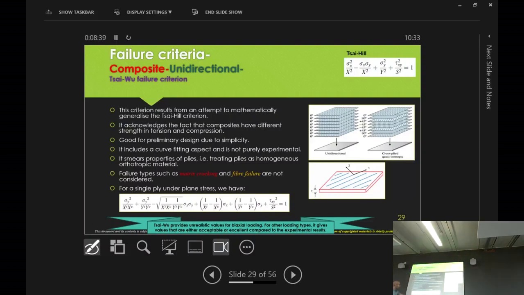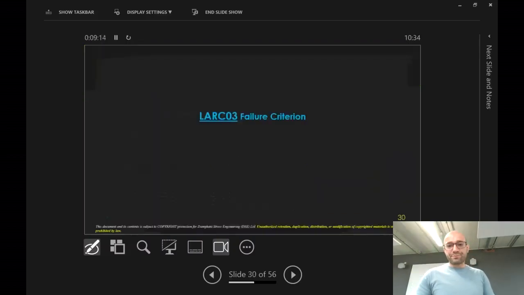The Tsai-Wu provides unrealistic values for biaxial loading. So if you've got loading in the x direction and in the y direction, you need to know about the limitation of each method. The Tsai-Wu is not going to give you good predictions in that sense, but for other types of loading, it will give you either acceptable or excellent failure predictions. It's been evidenced in the experimental testing and validation procedures. So if you've got a biaxial loading, maybe it's not the best failure criterion to use. Something to bear in mind.